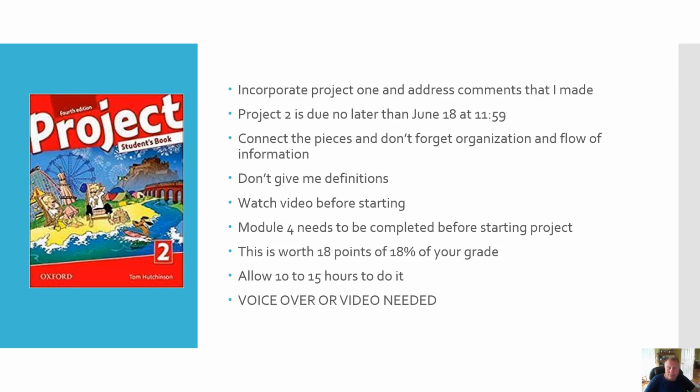The project. Incorporate project 1 and address comments that I made. Project 2 is due no later than June 18th at 11:59 p.m. Connect the pieces. Don't forget about organization and flow of information. So when you're talking about revenue, have everything with revenue together. Okay? Think about it as telling a story. Not this is project 1 and then just slap project 2 on. Don't do that. Put it together. Integrate it. Don't give me definitions again.